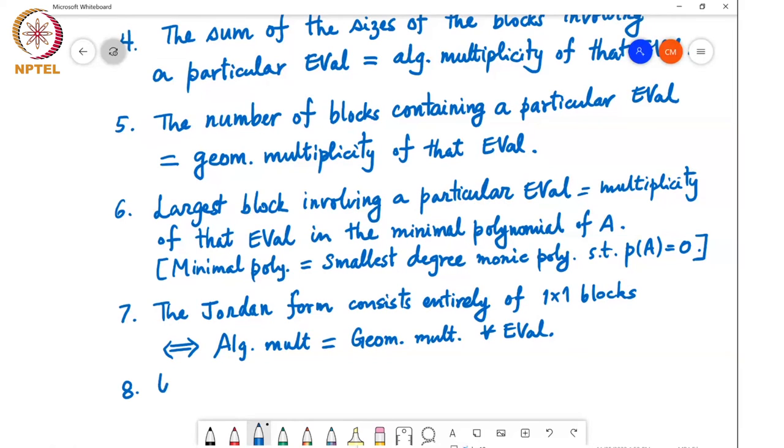So uniqueness. Similar matrices will have the same Jordan form up to a permutation of blocks.